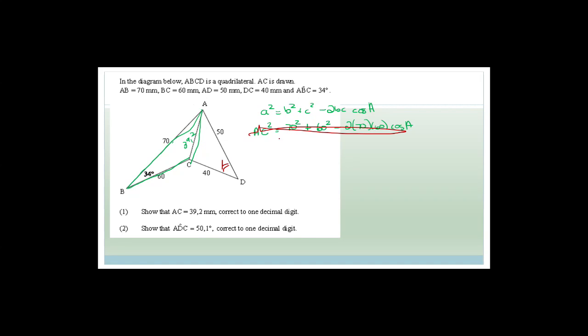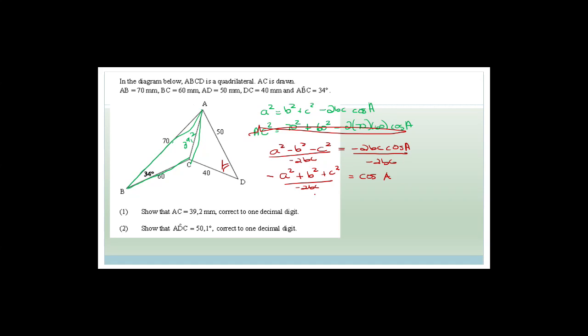So let's do that. It becomes a squared minus b squared minus c squared is equal to minus 2bc cos A. So then we can divide both sides by minus 2bc. Okay, and what are you left with? You're left with minus a squared plus b squared plus c squared over negative 2bc is equal to cos A.